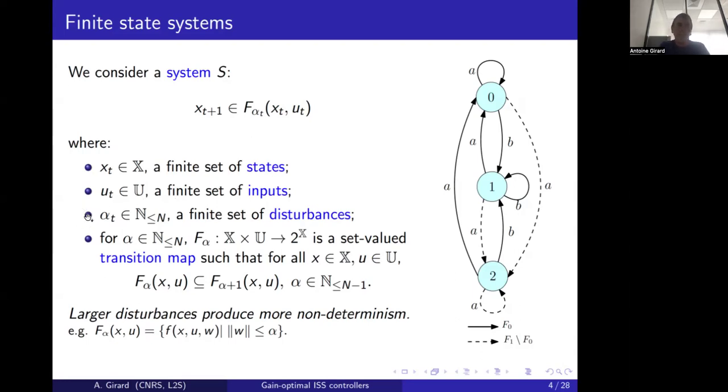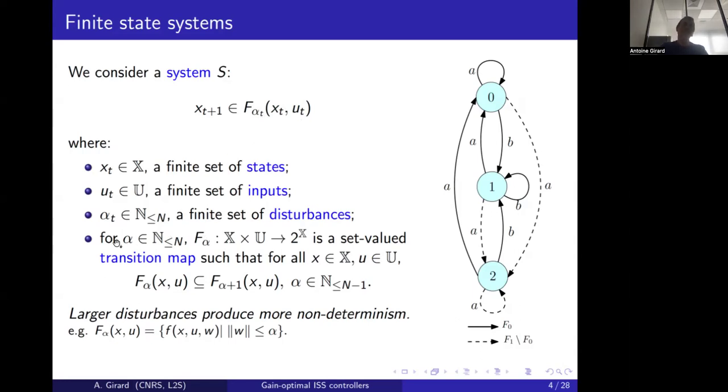Then we consider systems with disturbances, and I denote the disturbance with alpha_t. It's also finite, and I will assume that we have an ordered set of disturbances. So the disturbance can take values from 0 to n, where n is an integer. Then we have the dynamics of the system, and you can see that the dynamics is non-deterministic. Here it's not an equality, we deal with set-valued maps.